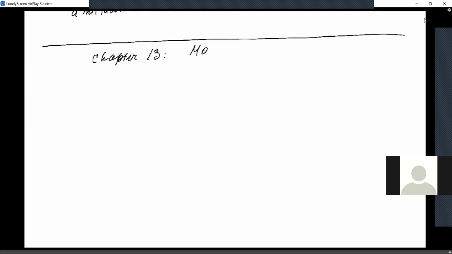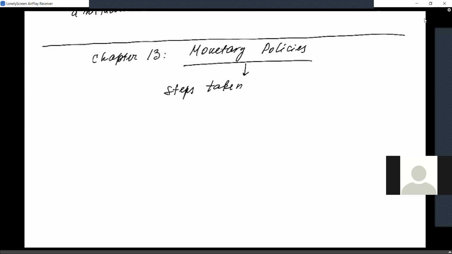So that is the end of chapter 12, and we are moving to our last chapter, chapter 13, monetary policies. And those are the steps taken by the U.S. Central Bank. Okay, so just gonna go a little bit, a very short overview.